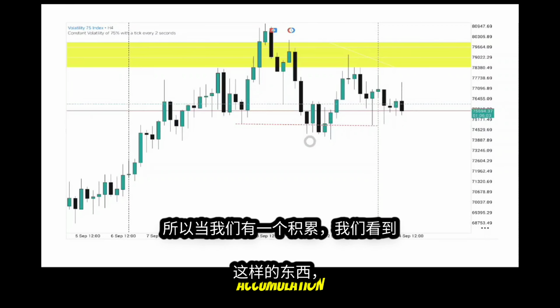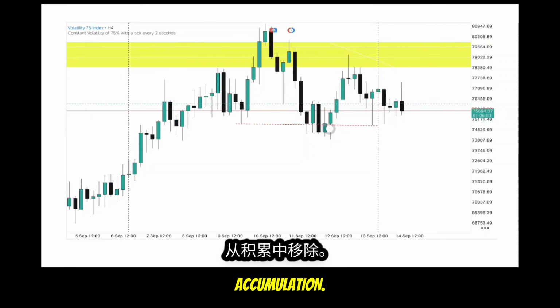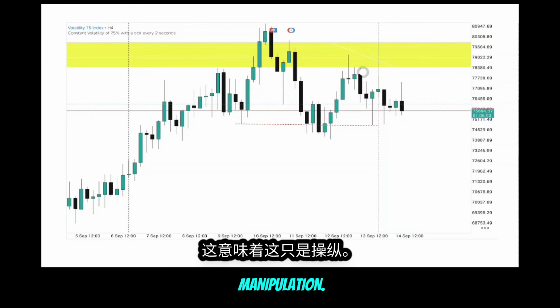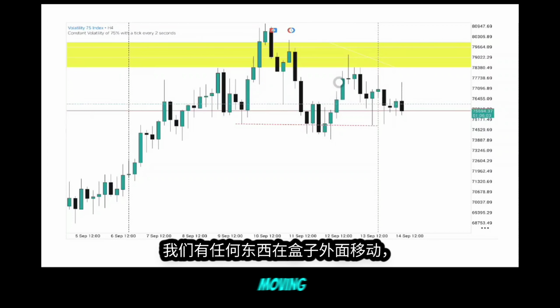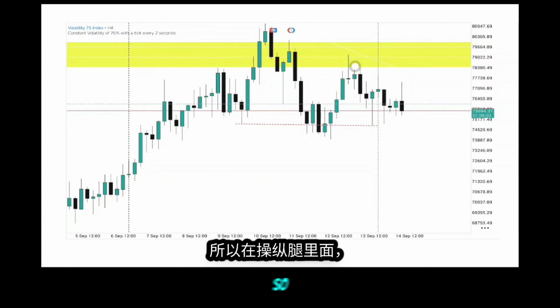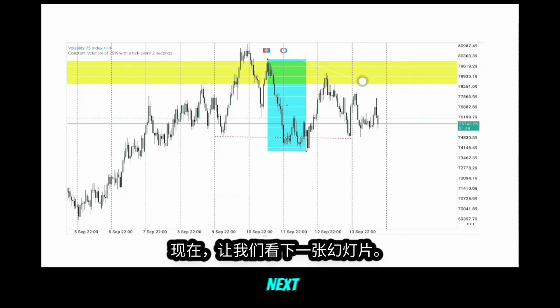So when we have an accumulation and we see anything like this, we can't move from accumulation to reversal. When we see anything happening this way, it means that it's just manipulation. When you have an accumulation this way and anything moving outside of that box, it means that this is just a manipulation leg. Inside the manipulation leg is when you can catch beautiful trades and then see your way down. Now let's go to the next slide.